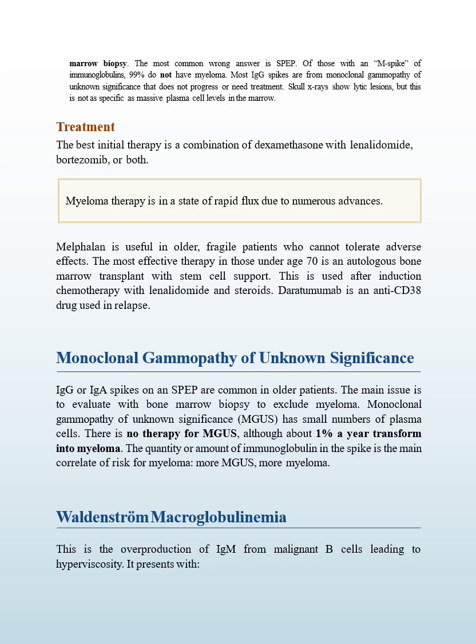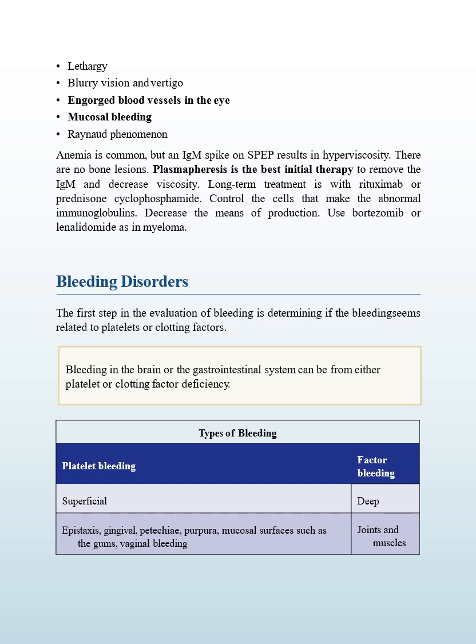Let's talk about so-called Waldenstrom macroglobulinemia. This is the bottom of slide 50. This is when we have overproduction of IgM from malignant B cells, which cause hyperviscosity. Let's go to the next slide, 51. This can cause lethargy, blurry vision, and vertigo, engorged blood vessels of the eye, mucosal bleeding, and rhinorrhea.